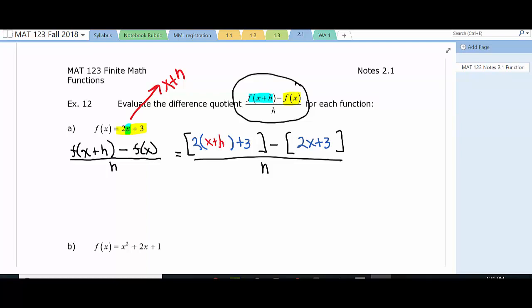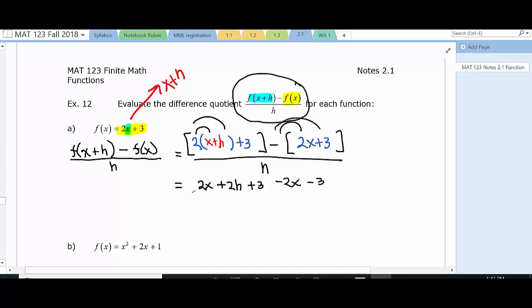Now what we're going to do is we're going to simplify this. Okay, we're going to do a distributive property there. So that's going to be 2 times x is 2x, 2 times h is 2h. Then we have plus 3. Okay, that 2 doesn't multiply by the 3. Now, the minus sign, what does this minus sign do to the second bracket? That's real important. Changes signs, right? You're distributing through that. So that's minus 2x and minus 3. Then it's all over h like that. Okay? So that's what you got to do.